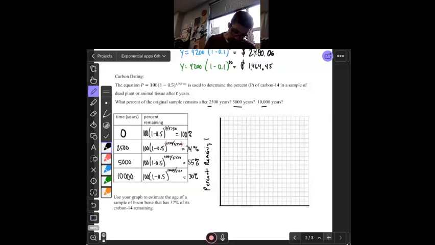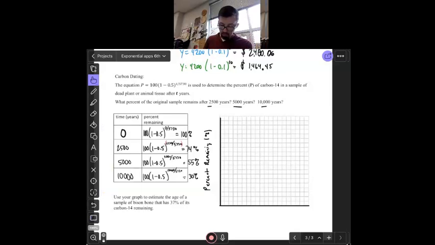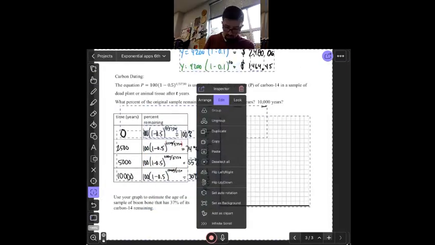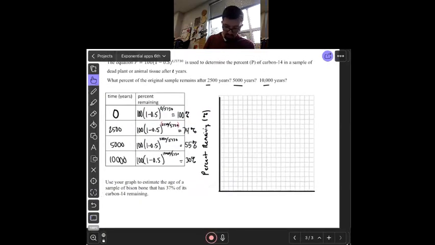And you guys will be expected to label things. You guys have a problem just like this on your homework. So that means the x-axis is our time. And that's just in years.